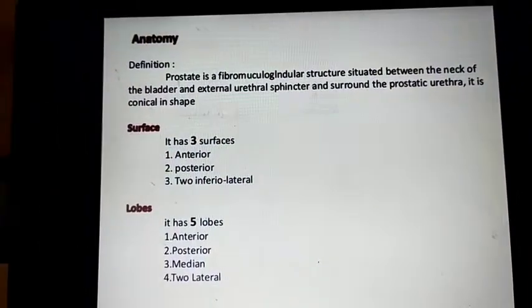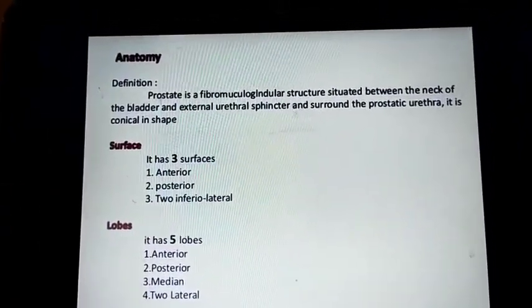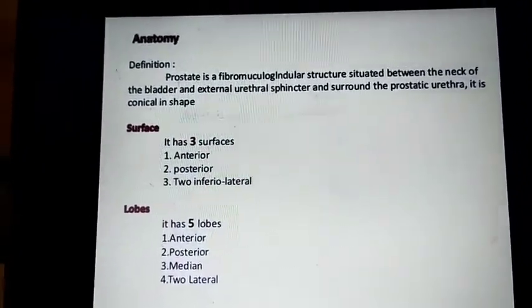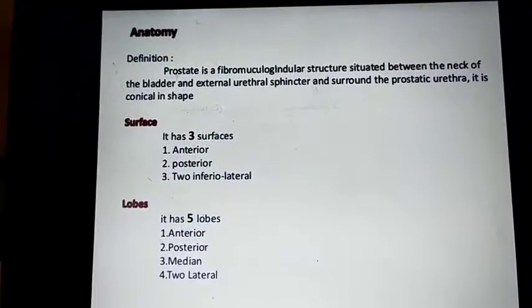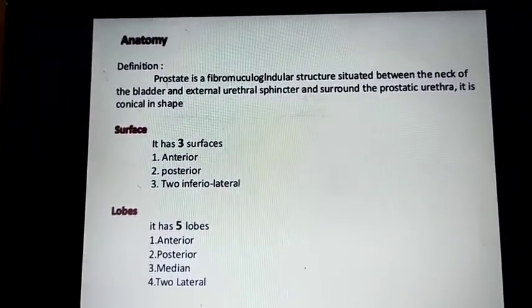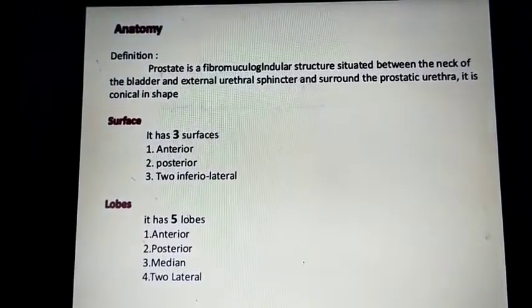Definition: the prostate is a fibromuscular glandular structure situated between the neck of the bladder and the external urethral sphincter, and it surrounds the prostatic urethra.